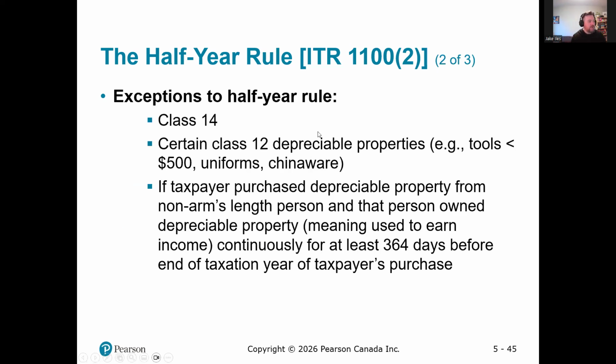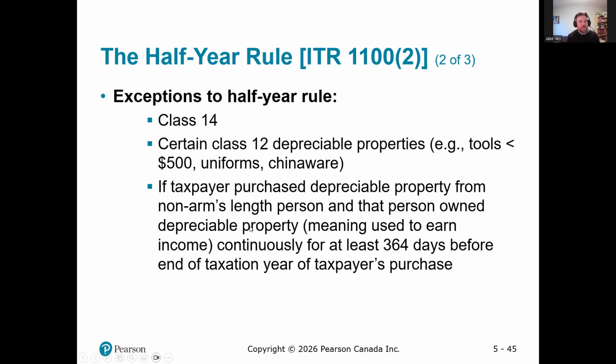When it comes to the half-year rule, Class 14 does not use the half-year rule because Class 14 always prorates additions to the date purchased. So it doesn't need to take a half-year rule because we're already adjusting it. Certain Class 12 depreciable properties are an exception to the half-year rule, so we still just take 100%. Another exception applies if the taxpayer purchased depreciable property from a non-arm's length person, and that person owned it as depreciable property.